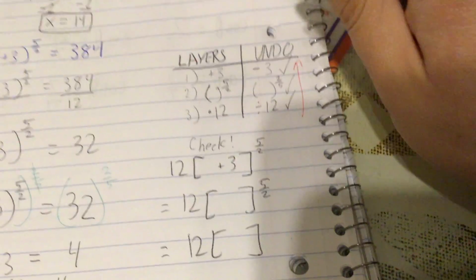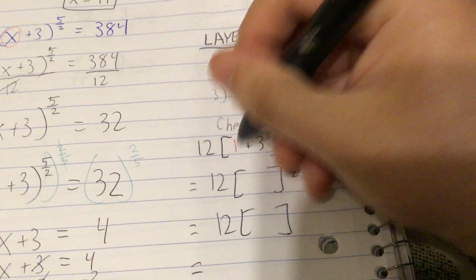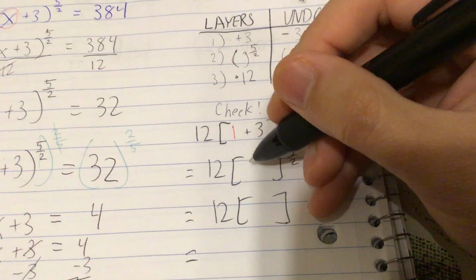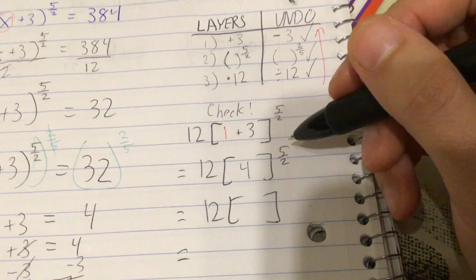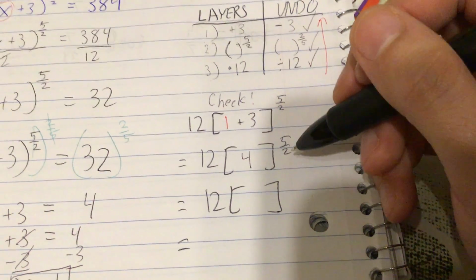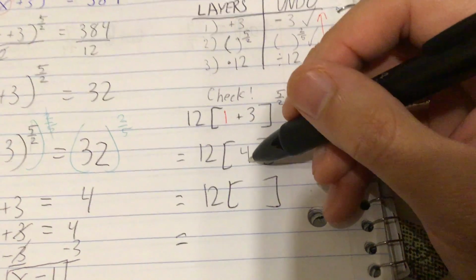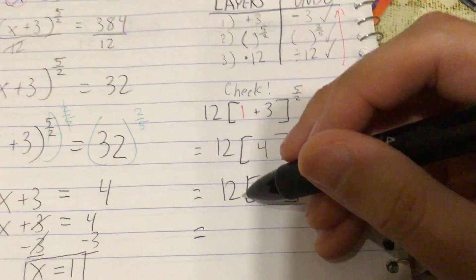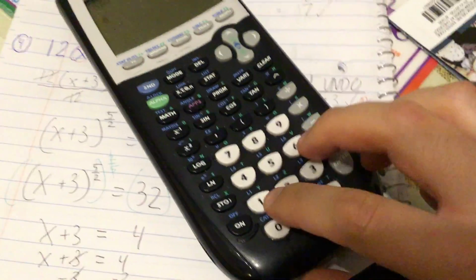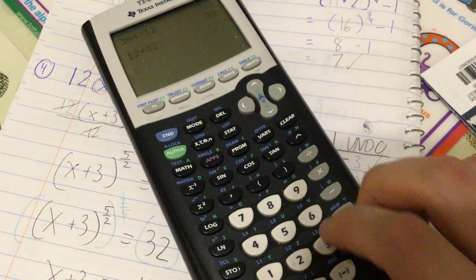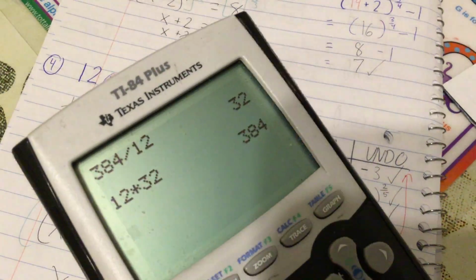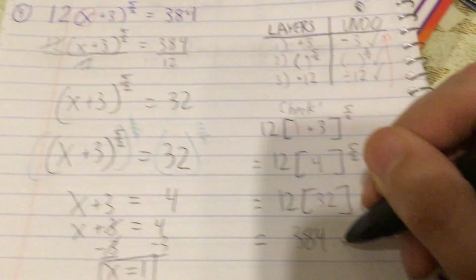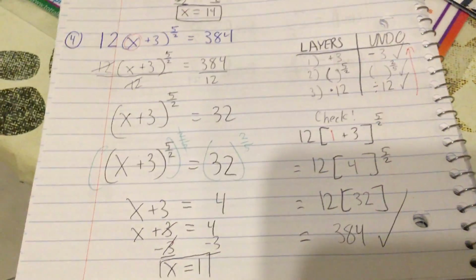As nice as it is, I'm still going to check my work. I'm going to plug in x equals 1. 1 plus 3 is 4. 4 to the 5/2 power, the square root of 4 is 2. 2 to the 5th power is 32. And then 12 times 32, I know I just did it, but I'm very thorough. 12 times 32 is 384. And that's the output we wanted all along.